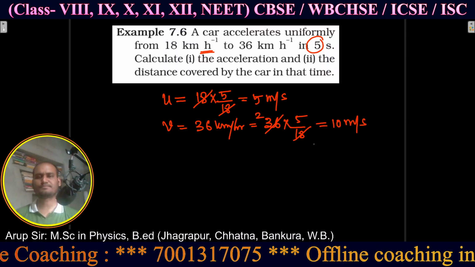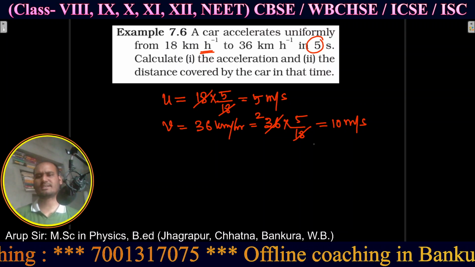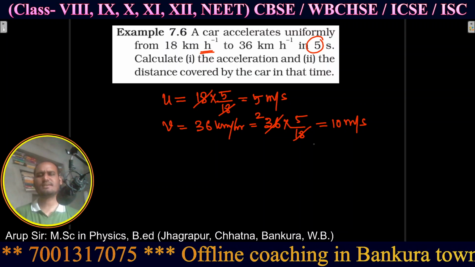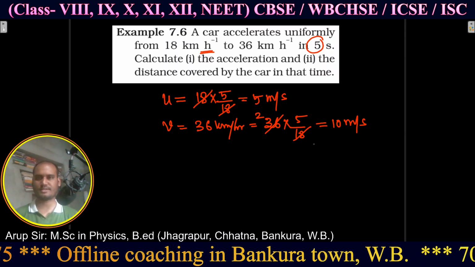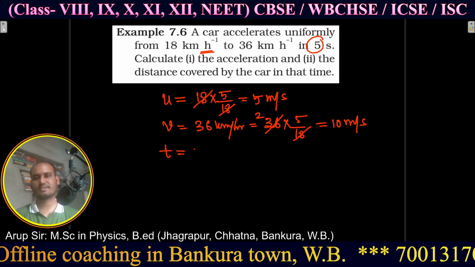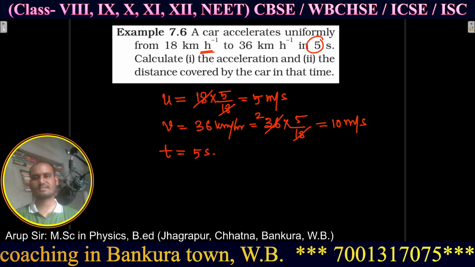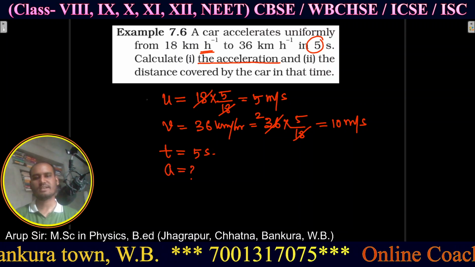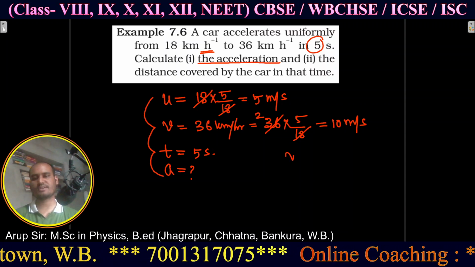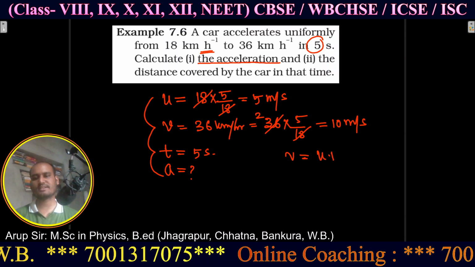So basically, in the units of meter per second, the SI system, initial velocity is 5 meter per second and final velocity is 10 meter per second, and time taken is how much? That is 5 seconds. Question is what is the acceleration? Means a we have to find out. See, u v a t, which one is the formula? v equals u plus at, simple.